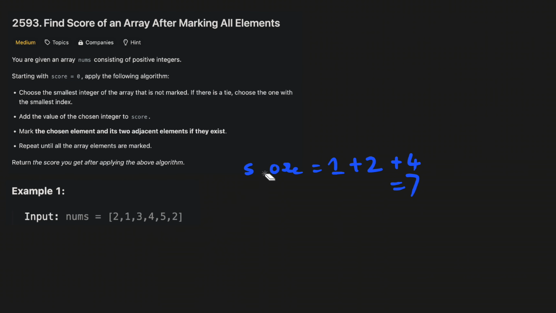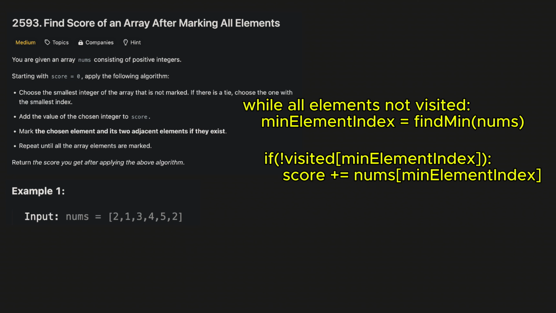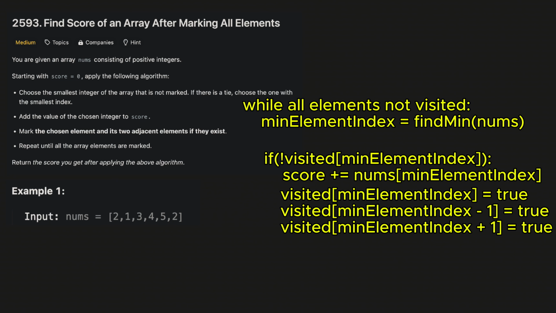Now in terms of solution, one of the naive approaches can be that we find the minimum element in the array by iterating through it, add its value to the score if it is not already visited, and mark it and its adjacent elements visited as well. We can use a Boolean array of the same size as nums to mark the elements visited by setting the visited elements' position to true. But the time complexity of this approach will be O of n square, as finding the minimum element takes O of n time, and this operation is performed for each element in the array, resulting in a total time complexity of O of n square, which is super inefficient. And the bottleneck here is finding the minimum element again and again.